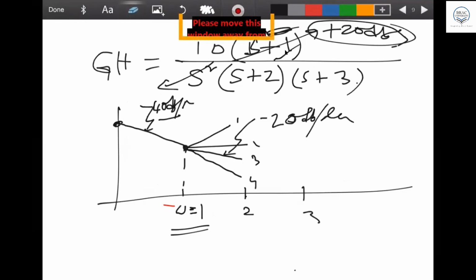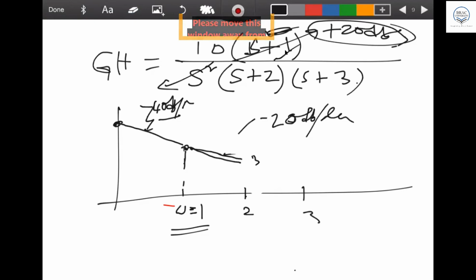That is the reason why I have drawn that way. 1, 2, 3. Minus 60 is number 4, and this 1 is 0 dB per decade. So it will not be 0 even. So it should be like that. Now it's a little bit inclined, not going straight, but a little bit up. So minus 40, this will be minus 20, plus 20 up, like that, up to the 3 corner frequencies.